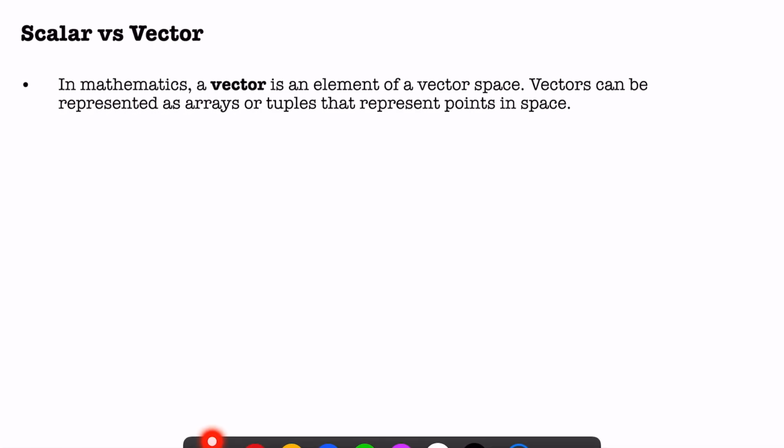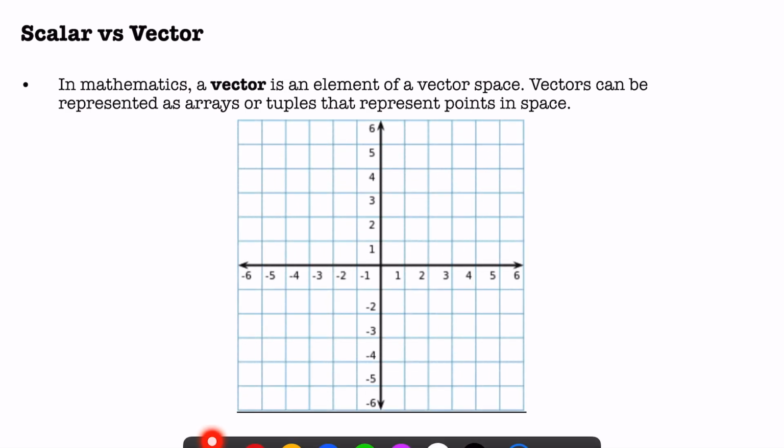In mathematics, a vector is an element of a vector space. So what is a vector space? We'll discuss vector space in one of the later videos in this playlist. But let's consider a vector space is a collection or a set of vectors. And vectors can be represented as arrays or tuples that represent points in space. So in mathematics, basically we are trying to combine both ideas. We can represent vectors as a list of numbers or array of numbers.